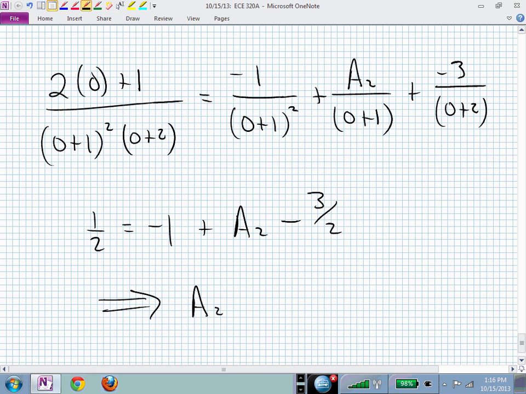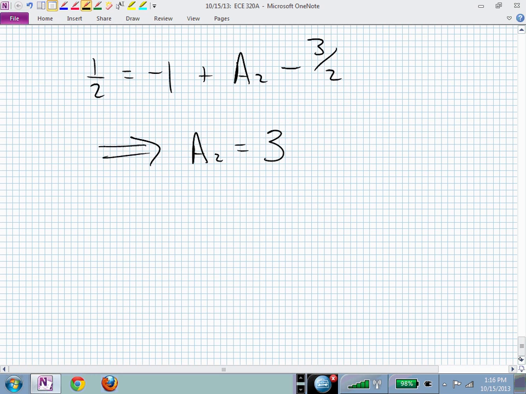And what's a sub 2 end up being then? If we solve for it, we have minus 2.5 on the right. So we add 2.5 to both sides, and we had 1/2 already over there. A sub 2 is now 3. And now we have our result.